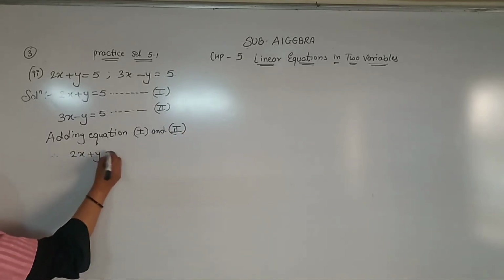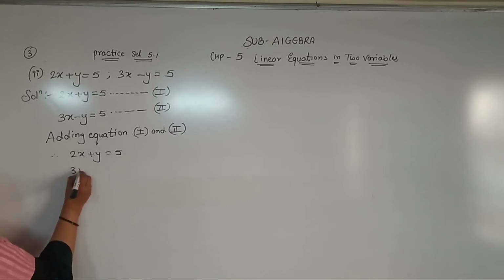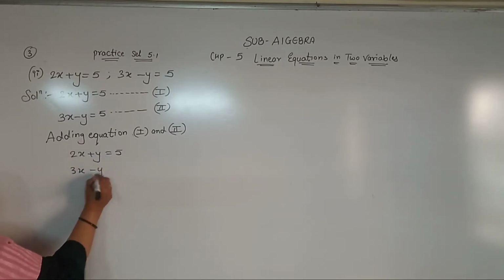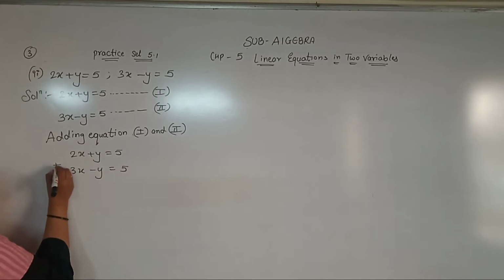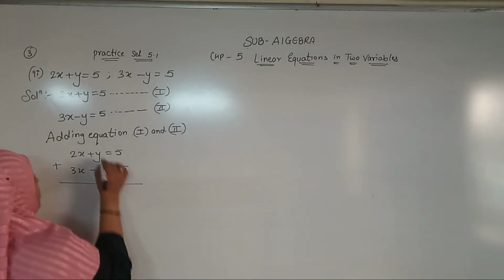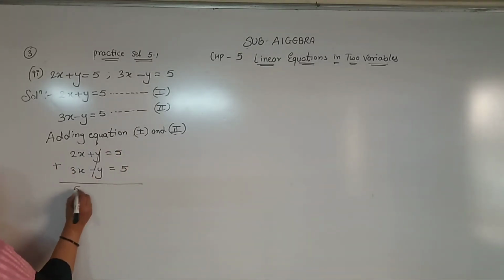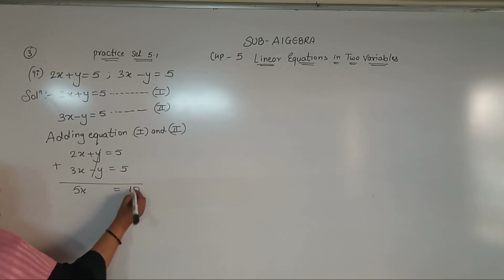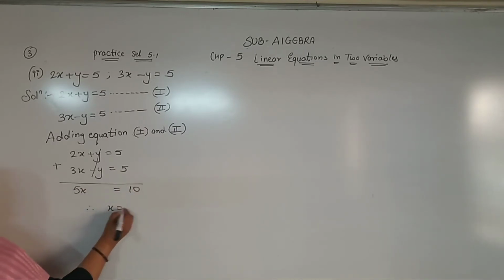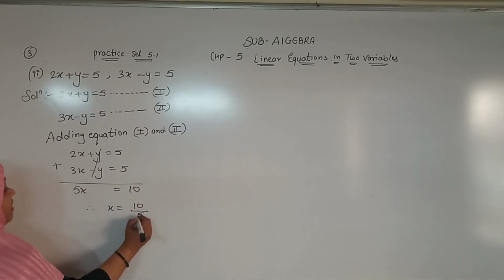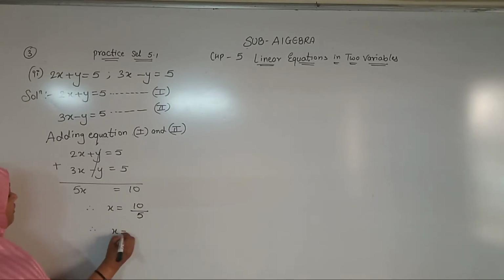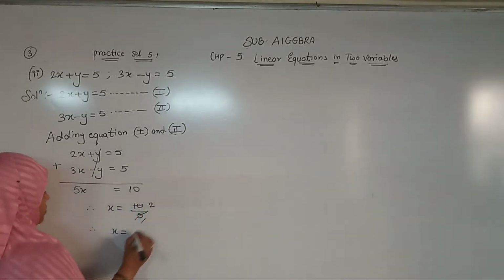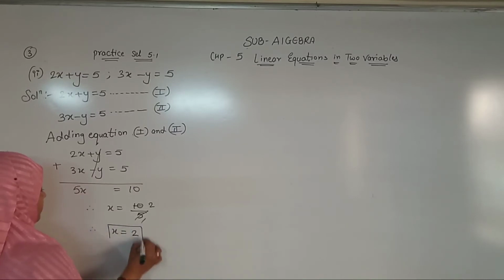2x plus 5y is equal to 5, 3x minus y is equal to 5. Adding, I have to put the sign. Plus and minus can cancel. Add this, I will get 5x and I will get here 10. So therefore x equals 10 divided by 5. So therefore the value of x, 5 twos are 10, so the value of x is 2.